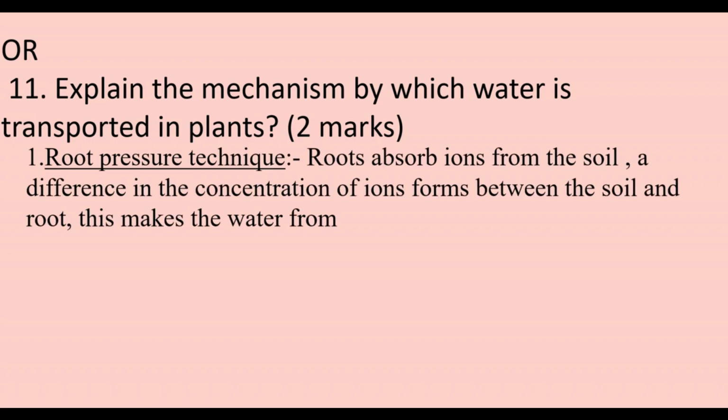First is the root pressure technique, where the roots absorb the mineral ions from the soil. Then there exists a difference in the concentration of mineral ions between the soil and the root. This makes the water from the soil move into the root's xylem. So from root xylem, the water and minerals will get transported to stem xylem and then into leaf xylem. So that is one way how the transportation takes place in plants.